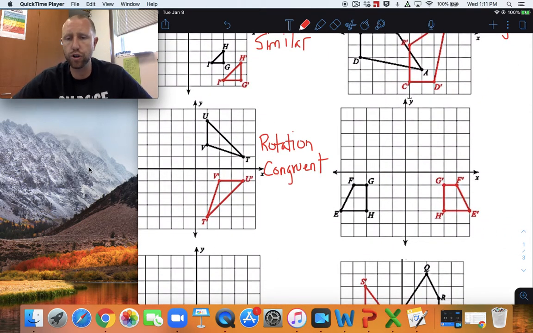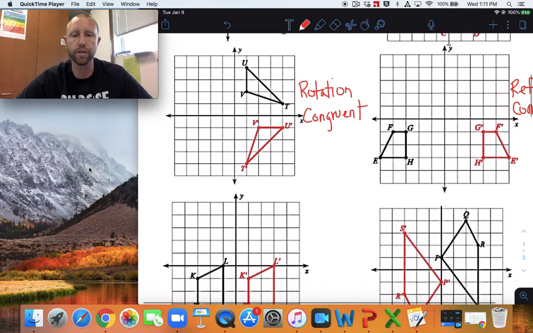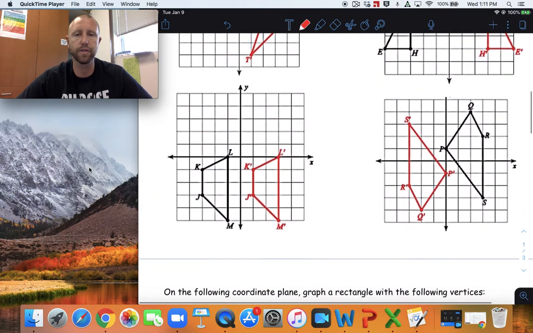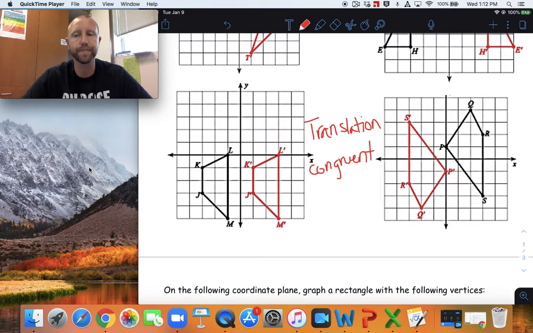And then I have this trapezoid that gets reflected over the y-axis. So reflection. And reflections give us congruent figures, just like translations and rotations. Speaking of translations, here we go. This trapezoid is just slid over to the right, so that's a translation. And as I just said, that gives us two figures that are congruent.